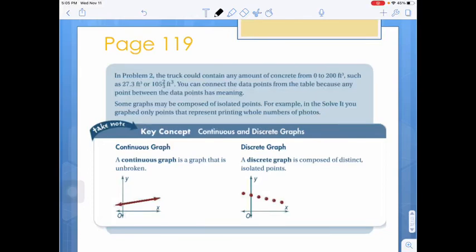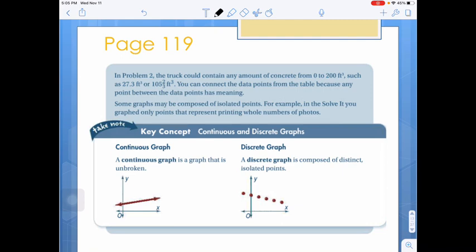Section 2.4, Example 3 on page 119, we have in problem 2, the truck could contain any amount of concrete from 0 to 200 feet, such as 27.3 cubic feet or 105 2/3 cubic feet. You can connect the data points from the table because any point between the data has meaning. Some graphs may be composed of isolated points. For example, in the Solvate, you graphed only points that represent printing whole numbers of photos.